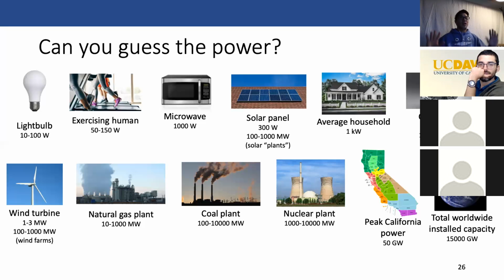And then if you took all the power production, all power plants, all solar, all wind, all that stuff, and you add it all up, the total installed capacity of power in the entire world is about 15,000 gigawatts, or about 15 terawatts.